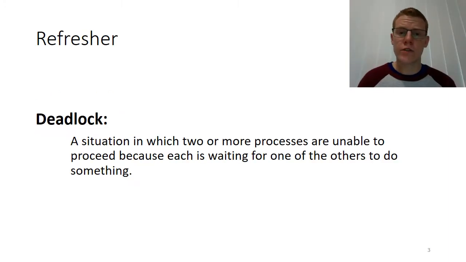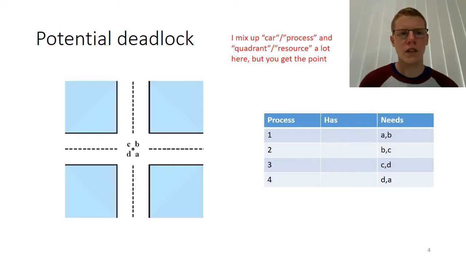As a quick refresh from the definitions we gave last week, we defined a deadlock as a situation in which we have two or more processes that are unable to proceed because they're each waiting for the other to do something. There are many and varied ways in which concurrency can result in deadlock, but in these videos we are going to talk about the most common cause, which is competition for shared resources.